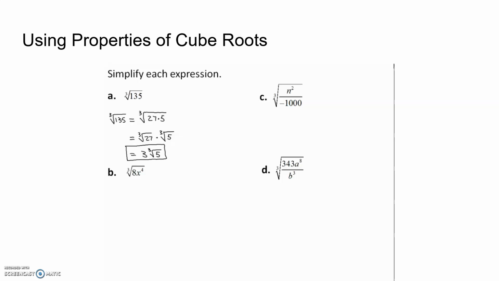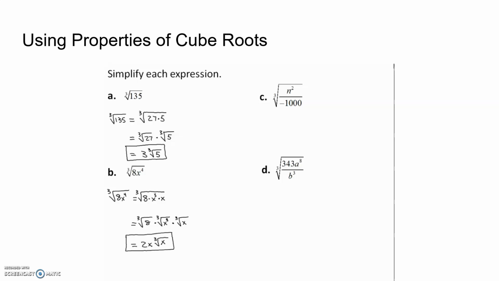Part B, the cube root of 8x to the 4th power. First factor using the greatest perfect cube factor. The greatest perfect cube factor of x to the 4th power is x cubed. So the cube root of 8x to the 4th power equals the cube root of the quantity 8 times x cubed times x. Next, use the product property of cube roots to rewrite the expression as the cube root of 8 times the cube root of x cubed times the cube root of x. Because the cube root of 8 equals 2 and the cube root of x cubed equals x, the expression simplifies to 2x times the cube root of x.